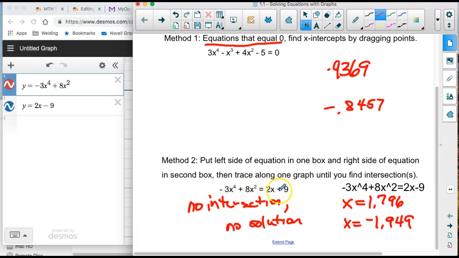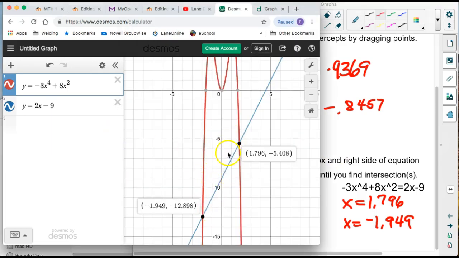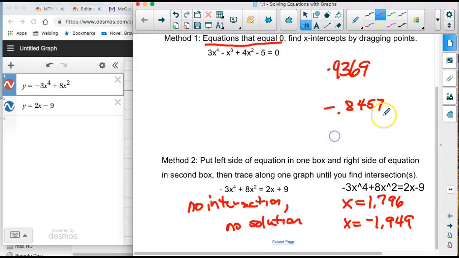So in this type, where we have an equation on the left side and an equation on the right side, we put those in individually as y equals, and we look for intersections. If there is no intersection, there's no solution. If there are multiple intersections, then we have multiple solutions. And those are the two different methods.